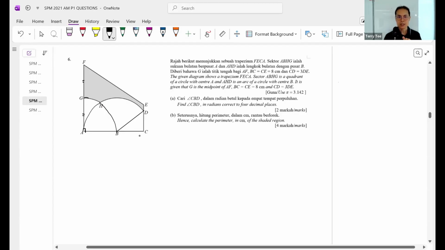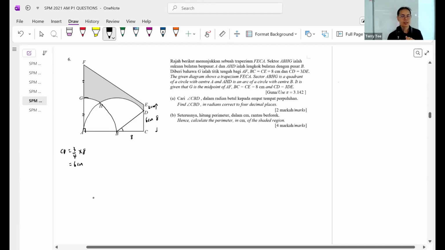BC equals CE. BC equals CE, so this is 8. This one is 8. Correct? And CD is 3 times DE. If CD is 3 times DE, that means CD is 3 over 4 of CE. CE is 8, the answer is 6. So this is 6 cm, and this one is 2 cm. Okay? Right. We are supposed to find angle CBE, correct to 4 decimal places.